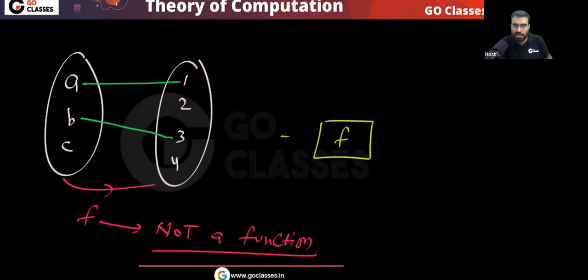For example, in this function, if the input is C, then there is no output, right? So in this situation, I can say this is also not allowed, so this is also not a function. The point is very simple: every element must have a unique image. This is the final point.